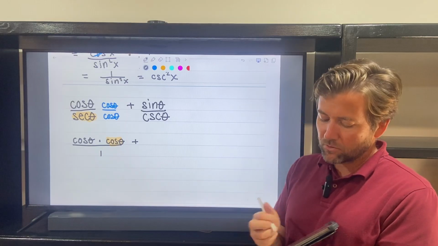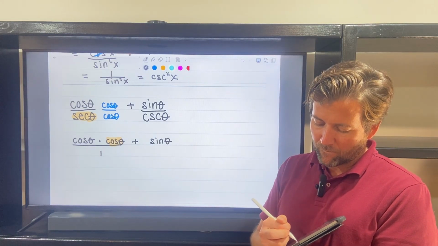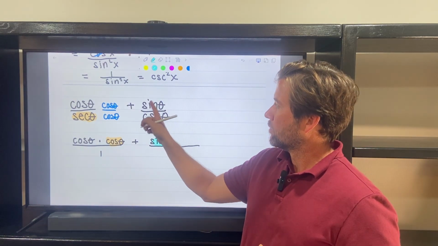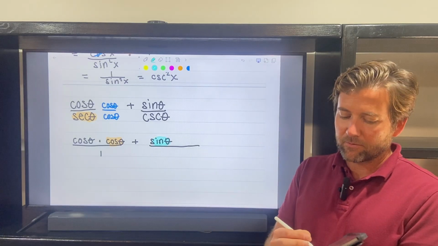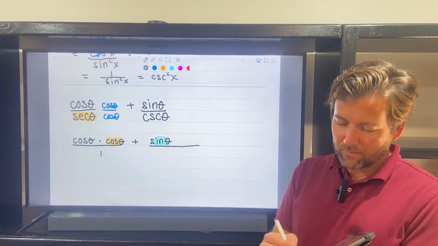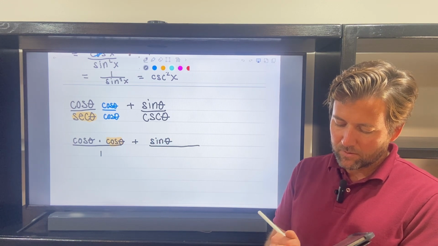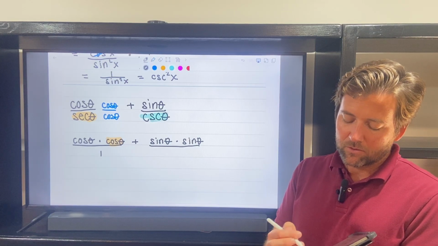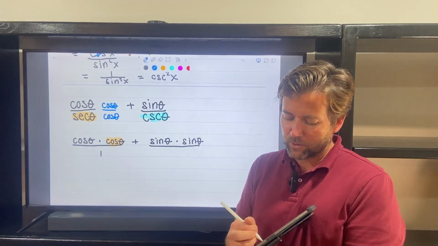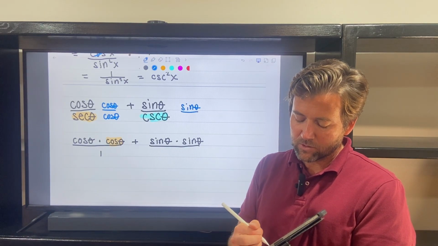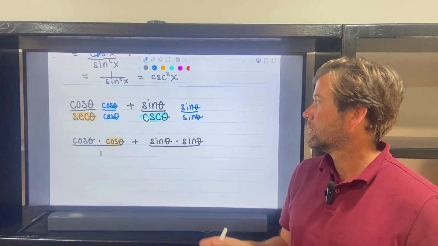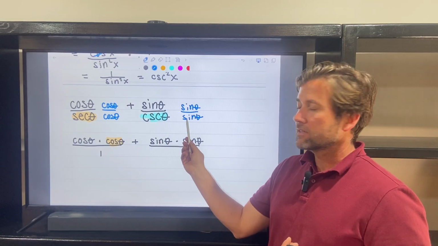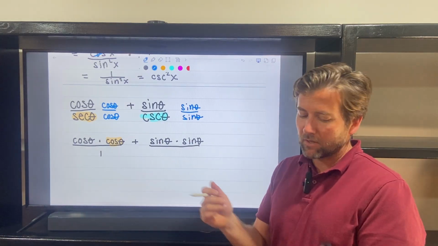Now I love it if you just knew that 1 over cosecant theta is equal to sine of theta. So I can just write sine of theta here. I'll show you. Just like over here, we can multiply this by sine of theta over sine of theta. That's an option. Sine of theta times sine of theta is sine squared theta. Cosecant theta and sine theta are reciprocals of each other, so that product will be 1.